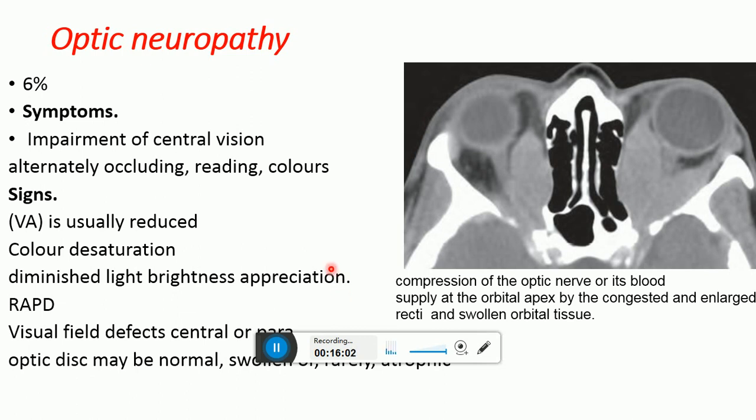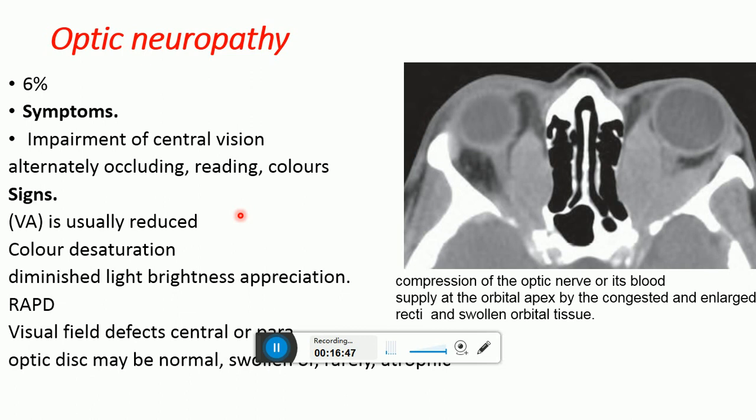So in thyroid eye disease, compression of the optic nerve secondary to enlarged and congested rectus muscles may occur in the absence of proptosis. So keep in mind that point. The symptoms are impairment of central vision, which occurs in conjunction with other symptoms of TED. In order to detect early involvement, patients should be advised to monitor their own visual function by alternately occluding each eye, reading small print, and assessing the intensity of colors, for example on a television screen. So this is important. Signs: a high index of suspicion should be maintained for optic neuropathy, and it is important not to mistakenly attribute disproportionate visual loss to minor disease.